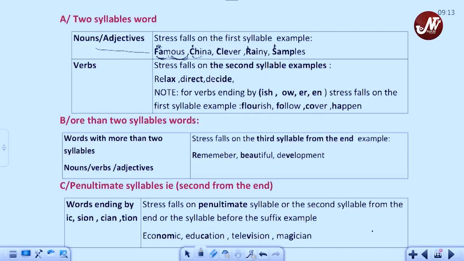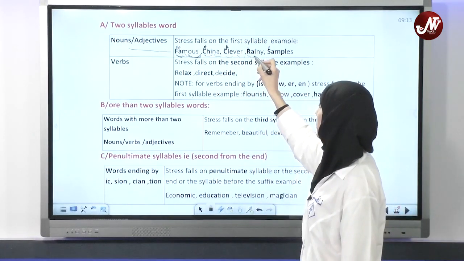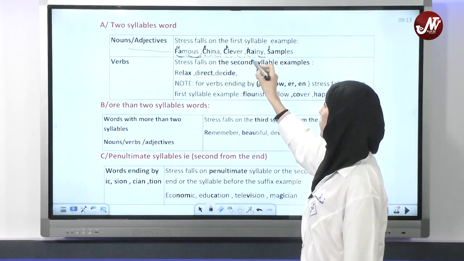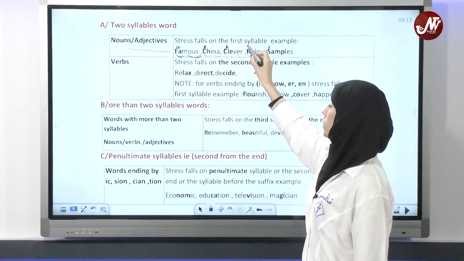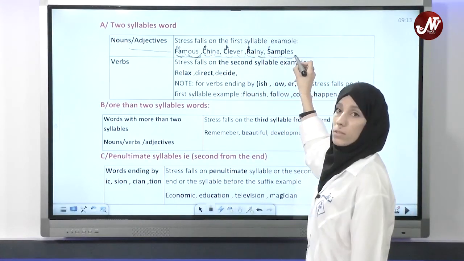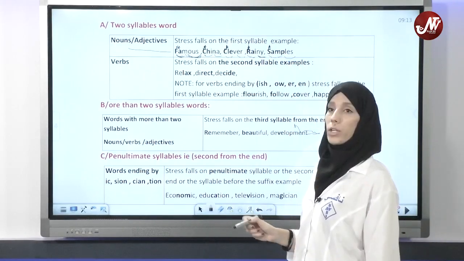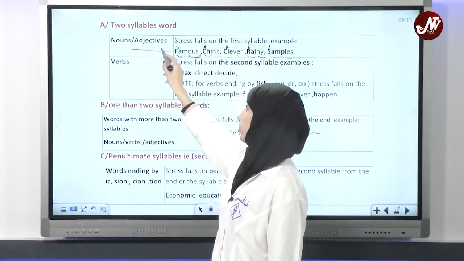Then we have China. So we stress the first syllable, chai. Then we have clever. So we say clever. So we accentuate on the first syllable. It means we put an accent on the syllable that we pronounce. Rainy, two syllables, we stress rainy. Then simple, so we stress simple. So this is two syllables, words with nouns or adjectives.